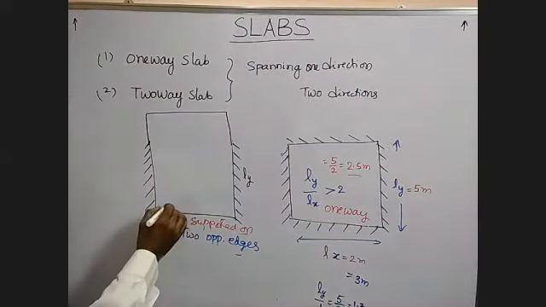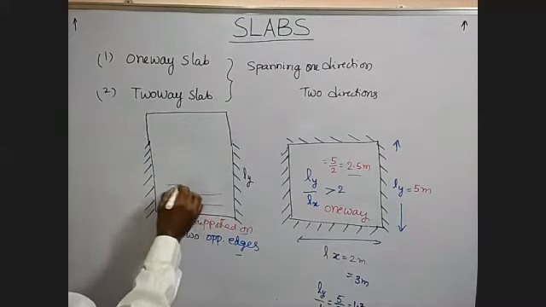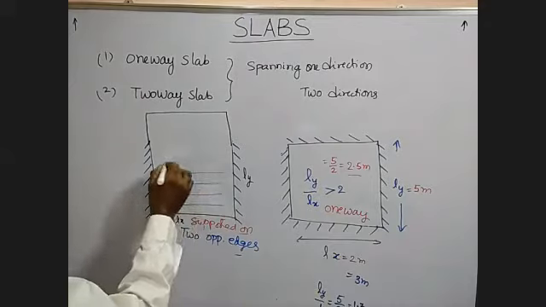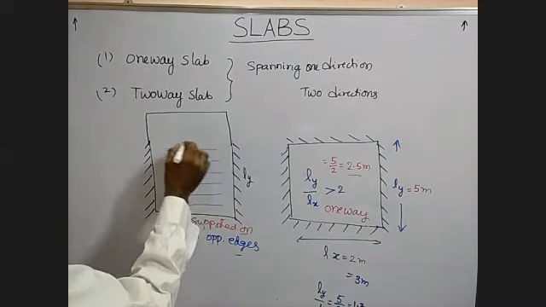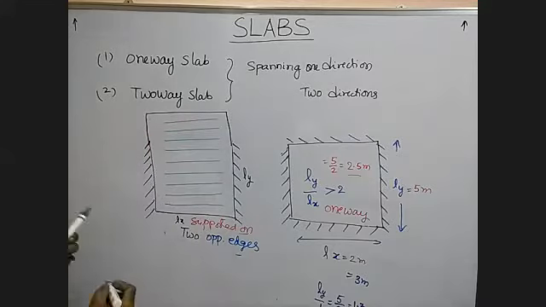Now you have a reinforcement here. So one-way slab means the bending will take place, the deformation will take place in one direction.